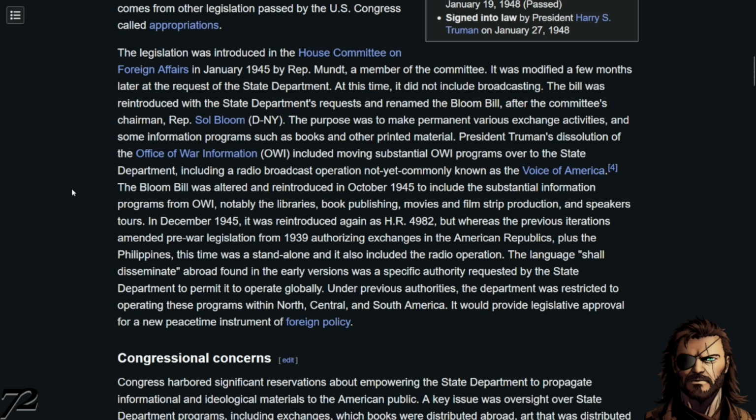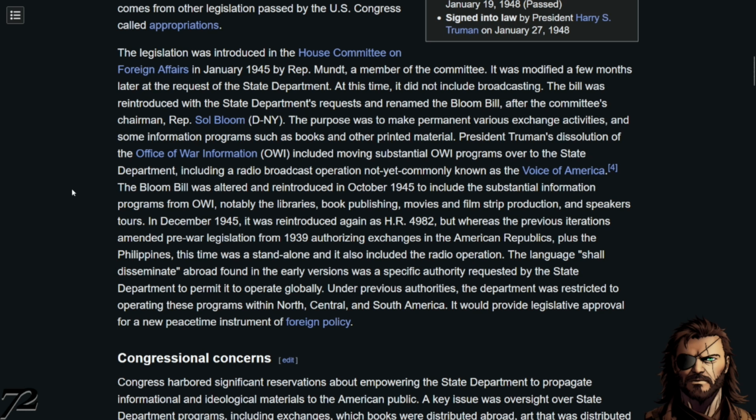It was modified a few months later at the request of the State Department. At this time, it did not include broadcasting. The bill was reintroduced with the State Department's request and the bill was named the Bloom Act, after the committee chairman, Representative Sol Bloom, Democrat of New York. The purpose was to make permanent various exchange activities and some information programs such as books and other printed material.